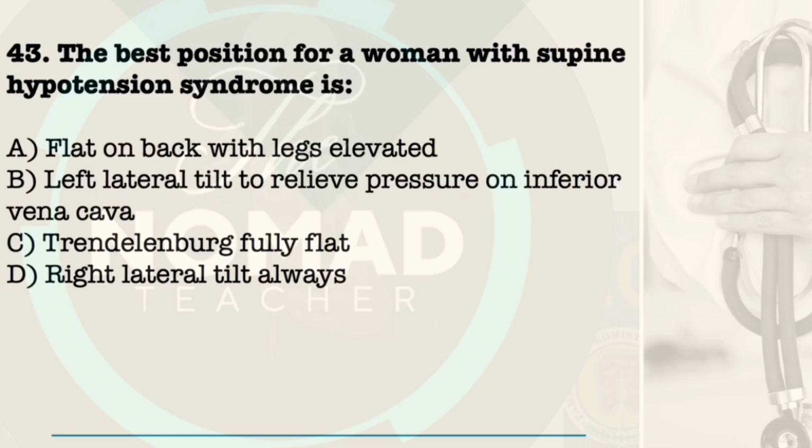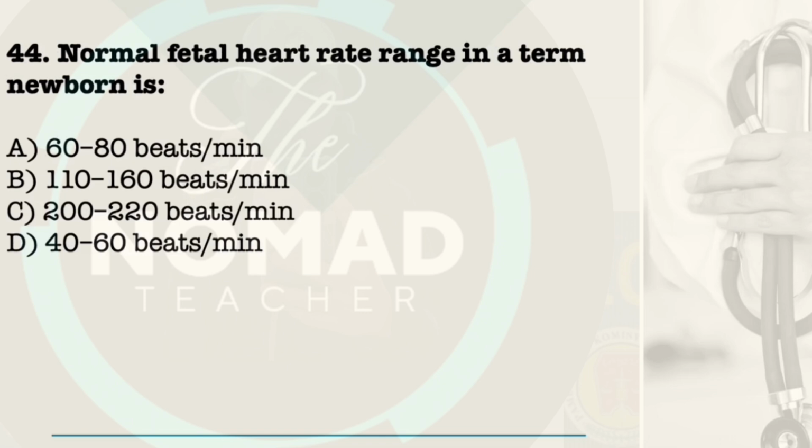43. The best position for a woman with supine hypotension syndrome is: A. Flat on back with legs elevated. B. Left lateral tilt to relieve pressure on inferior vena cava. C. Trendelenburg fully flat. D. Right lateral tilt always.